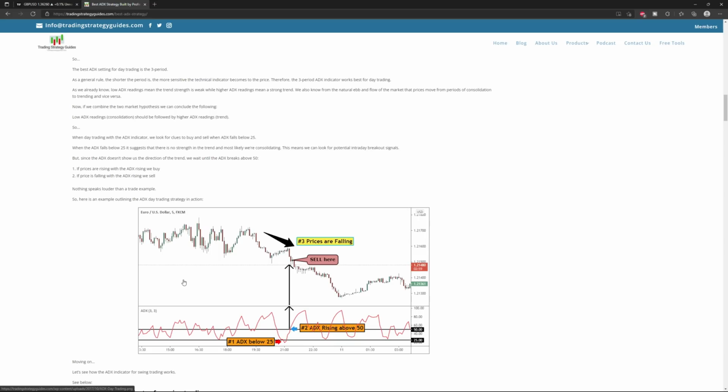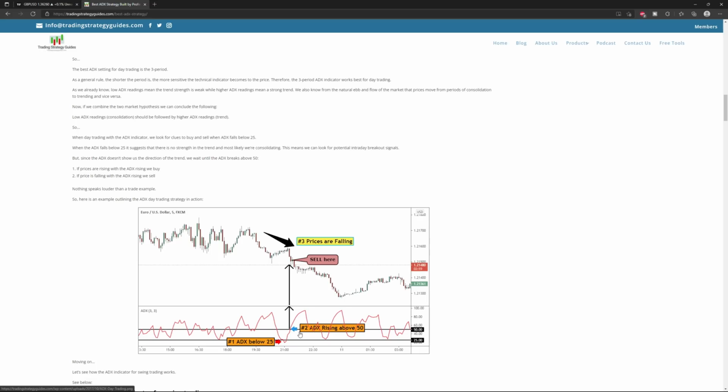Then you're going to put two horizontal lines on the ADX indicator, as you can see in the graphic right here. One of those will be at the 25 level and one will be at the 50 level, and that's it. So how do you enter a trade? Well, you first need to see that the ADX goes below the 25 level and then goes over the 50 level, as it kind of signals the breakout of a consolidation.